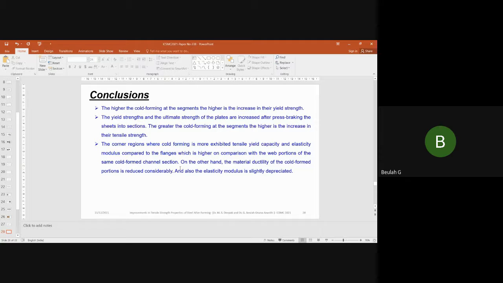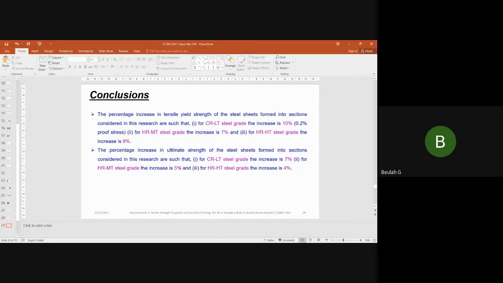The corner regions, where the cold forming is more exhibited, have higher yield stress and elasticity modulus compared to the flanges. This particular point is in line with previous researchers and the forthcoming research which is going up. On the other hand, the material ductility of the cold formed steel is reduced considerably.